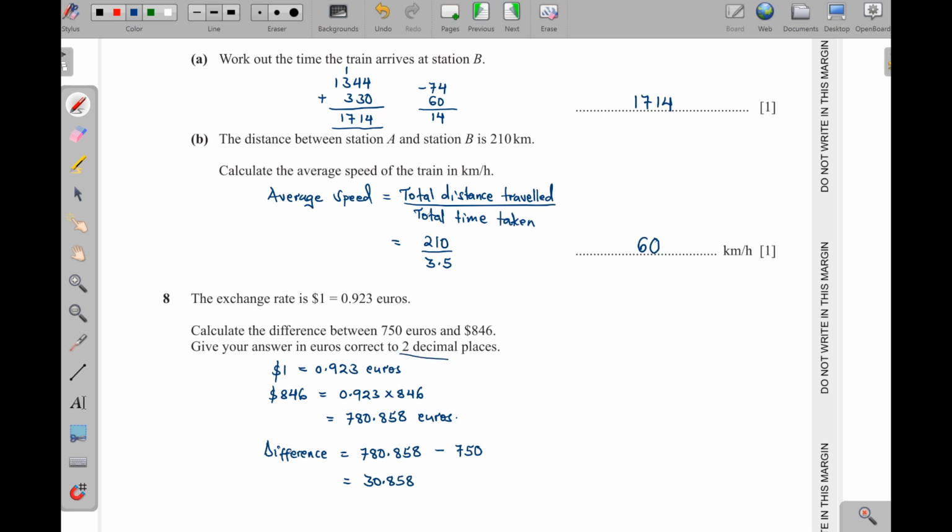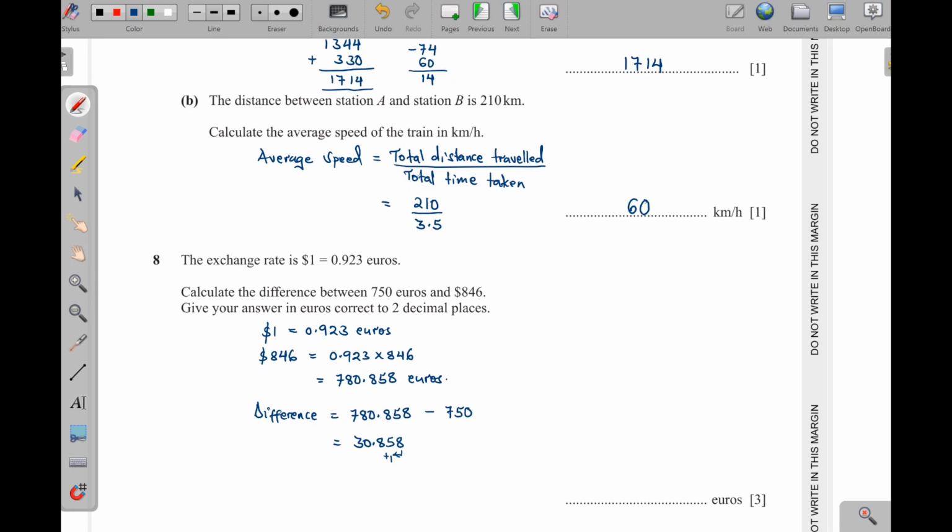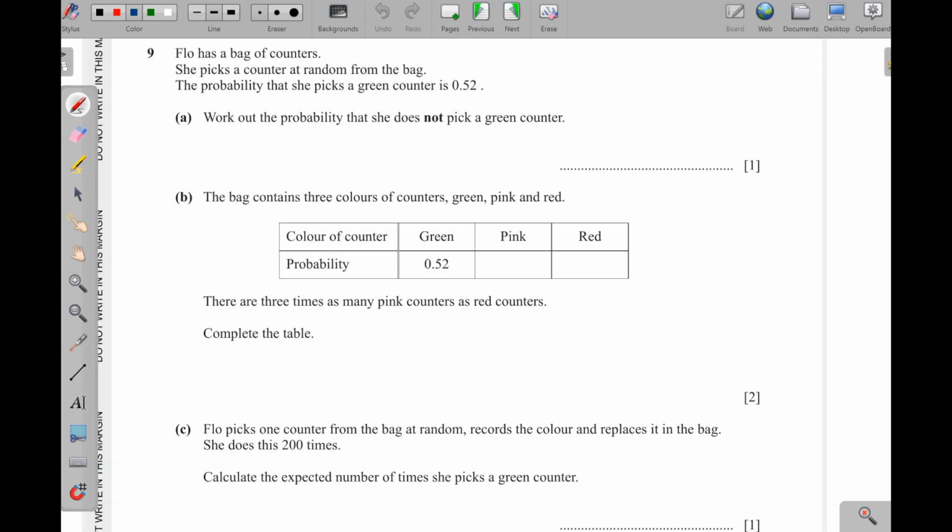30.858. They want the answer to two decimal places. So we shall round off the 8 to this one and we put 1. So that one becomes 86, right? So it will be 30.86. That is two decimal places. As simple as that. Question 9.